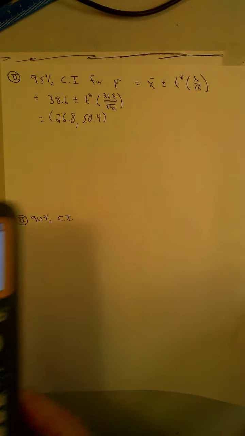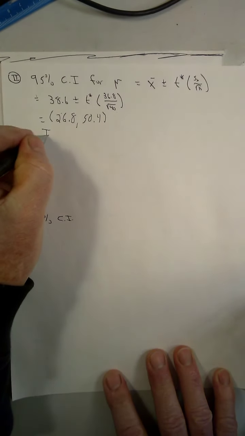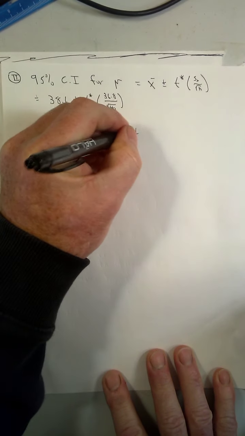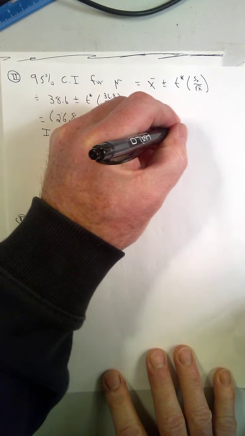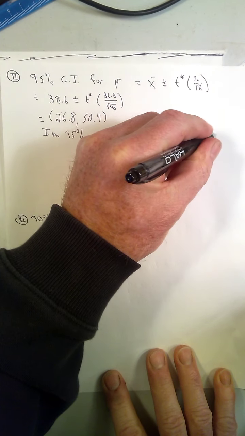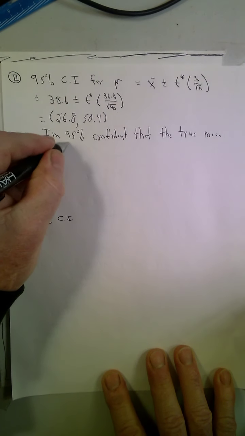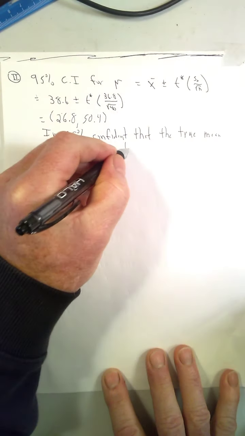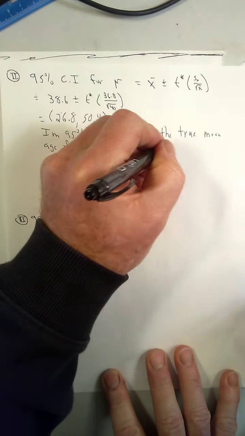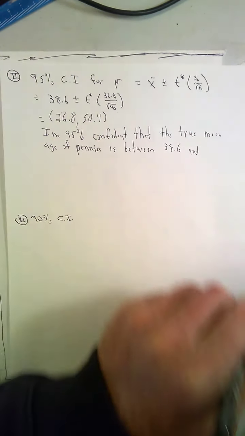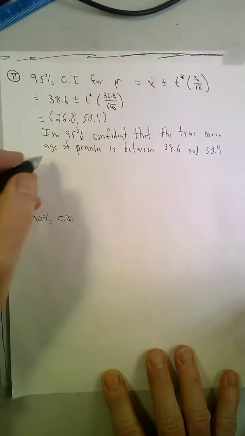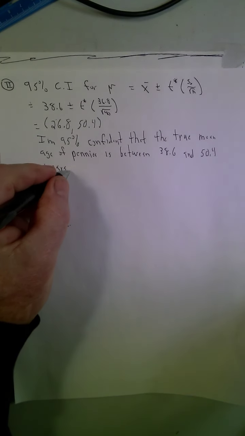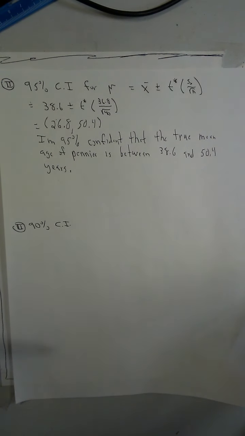Okay. So now state that in context. I'm 95% confident that the true mean age of pennies is between 26.8 and 50.4 years. Okay. And that's all you need to show.